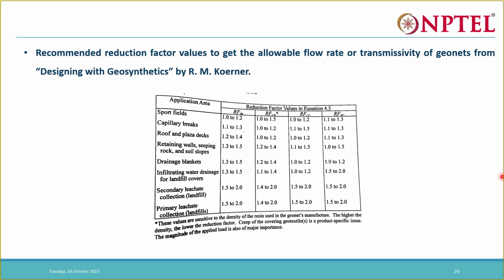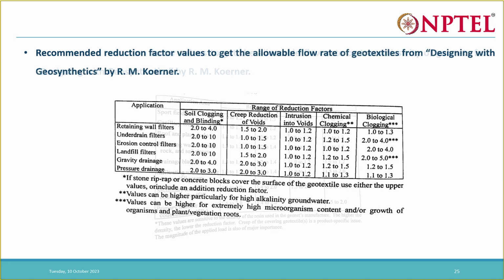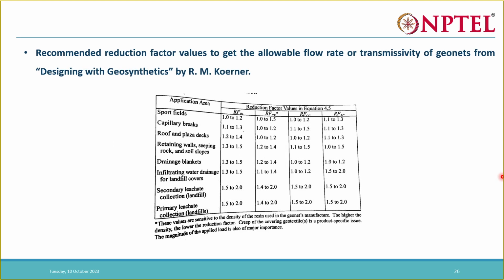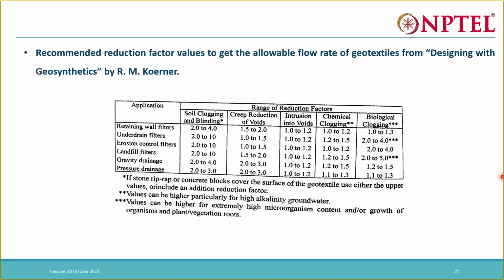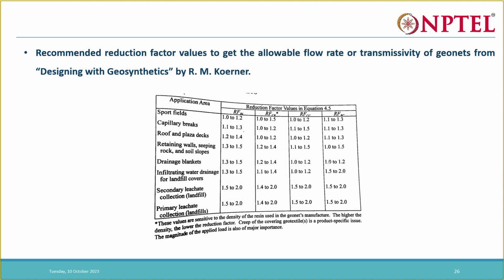So this was for geotextile and this is for geonet. In geonets there are four reduction factors: intrusion, creep, chemical clogging, and biological clogging. The soil clogging and binding is optional.